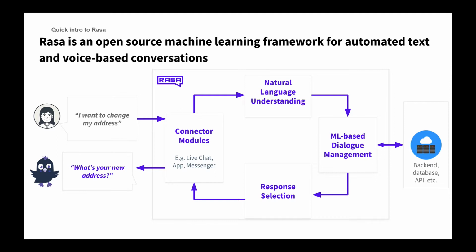And when the correct response is created, an assistant sends that response back to the connector module. So this is how the user will get the message back and understand what an assistant is saying. So this is a very simplified way to look at how Rasa open source works and how Rasa open source makes decisions.